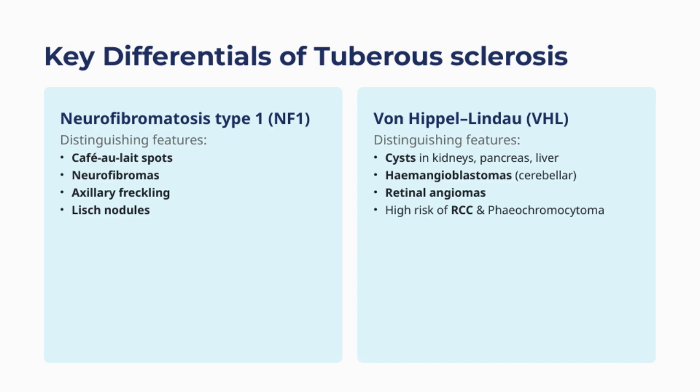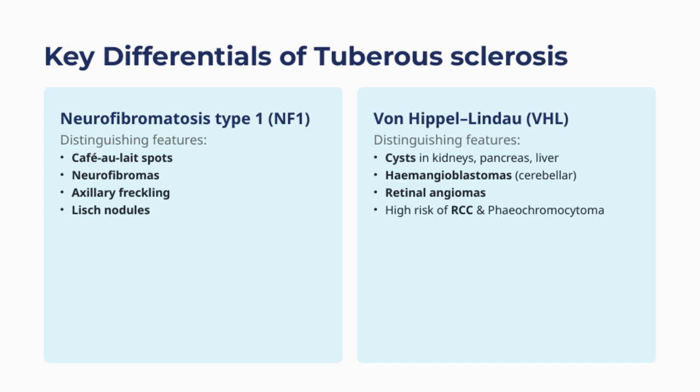Finally, let's briefly touch on the key differentials of tuberous sclerosis. While not as detailed on the slide, it's important to keep in mind that tuberous sclerosis presents with a different set of features, including skin lesions like ash leaf spots, and neurological manifestations such as seizures and developmental delays. Understanding these distinctions is essential as we move toward accurate diagnosis and tailored management for each condition.